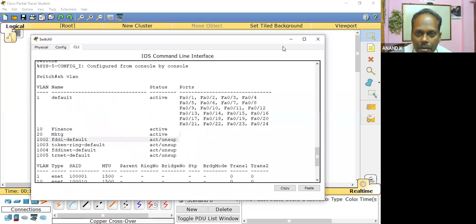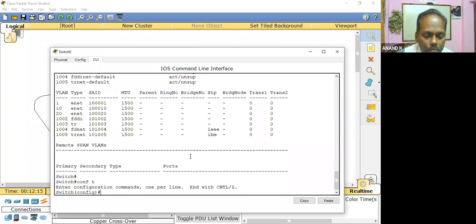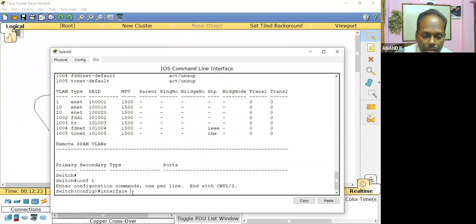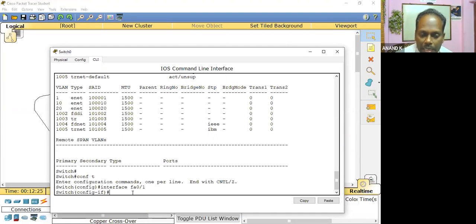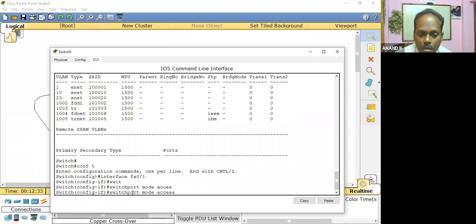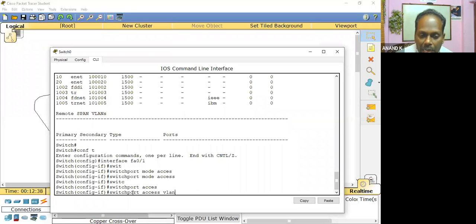We have already created the VLANs. We need to switch the ports of both the interfaces. I'll show you how you can do that. So conf, interface, the first one is FA 0/1. This is my interface. I can say switch port mode access. These are access ports. Switch port access VLAN 10. I am providing FA 0/1 VLAN 10 access.